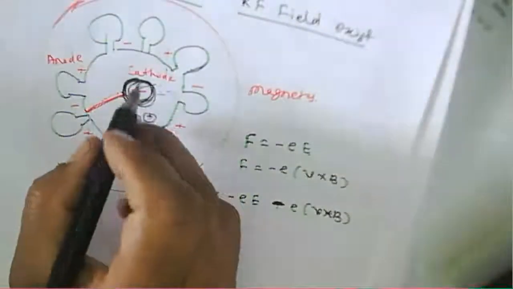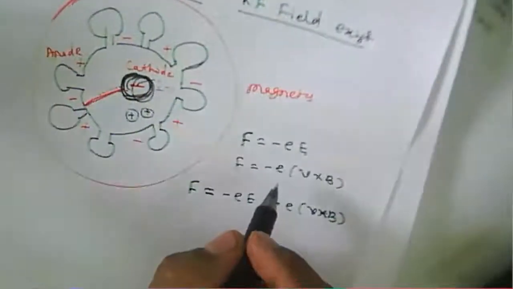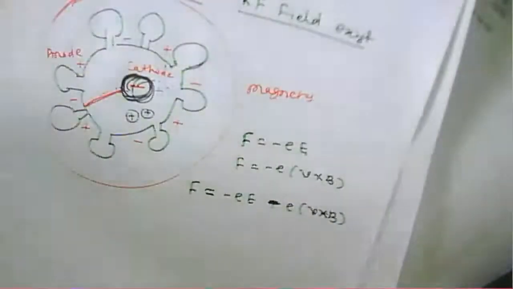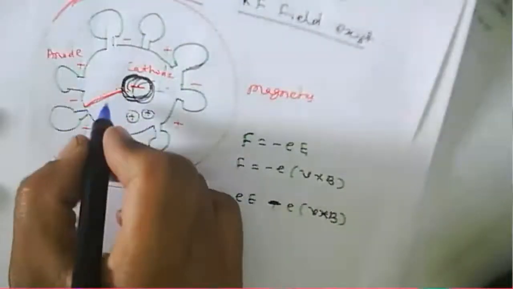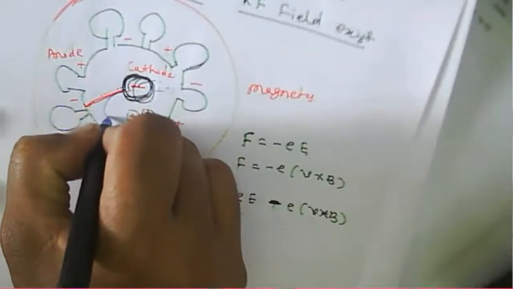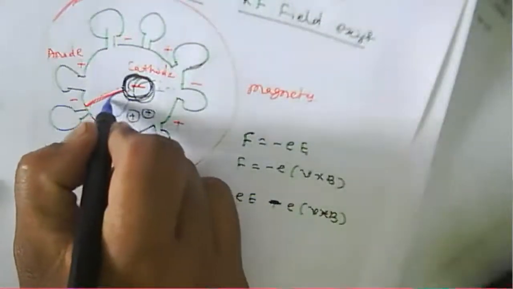Now, electrons are emitted from the cathode. If there is a force exerted by the electric field or by the magnetic field, what happens? The electron tries to bend. If this force is large, then the electron will bend and reach the cathode directly.